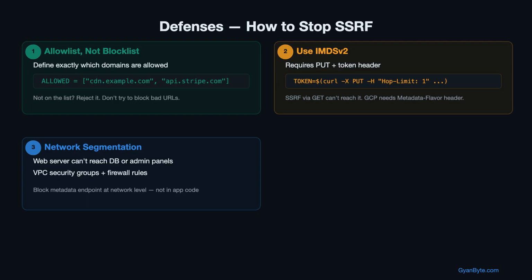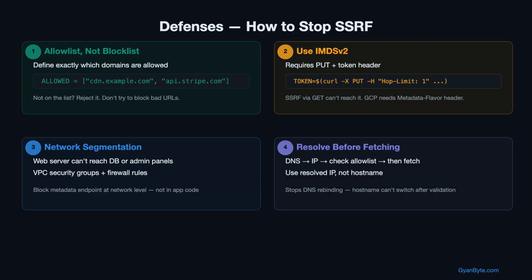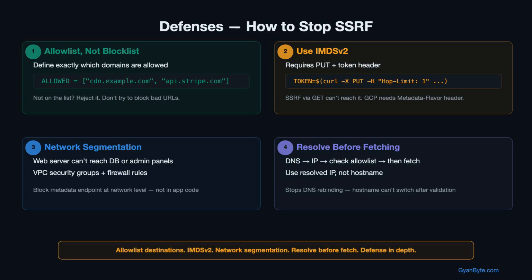Your web server should not have direct access to databases, admin panels, or metadata endpoints. Use VPC security groups and firewall rules to limit what your server can reach. Defense 4: resolve and validate. Before making the request, resolve the DNS to an IP address. Check the IP against your allowlist. Then make the request using the resolved IP, not the hostname. This stops DNS rebinding.